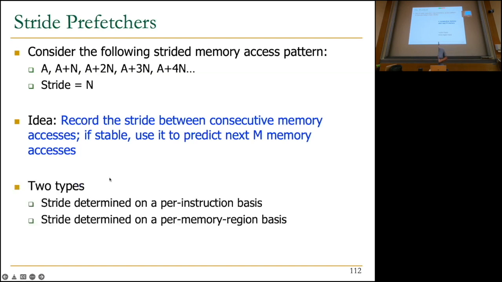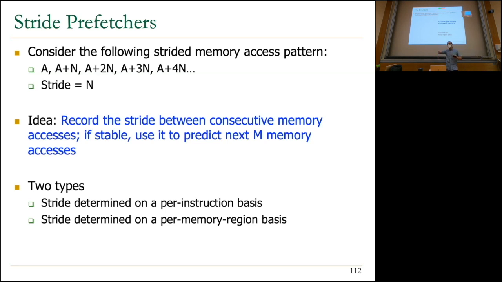But there are two types of stride prefetchers also, right? One is, how do you determine the stride basically? You can determine the stride on a per instruction basis, meaning you have a load instruction, you just look at its access pattern. Or you can determine it on a per memory region basis.